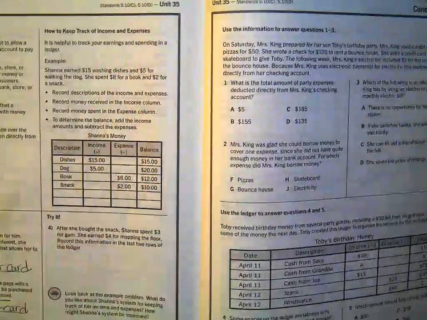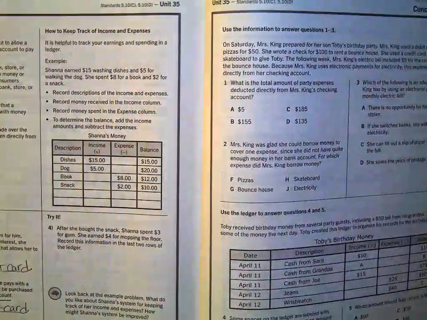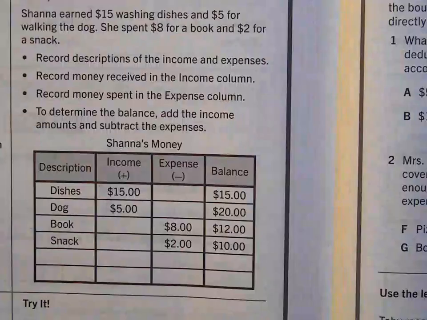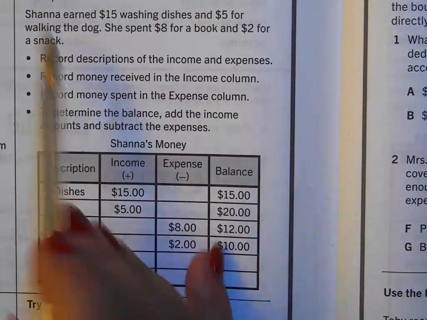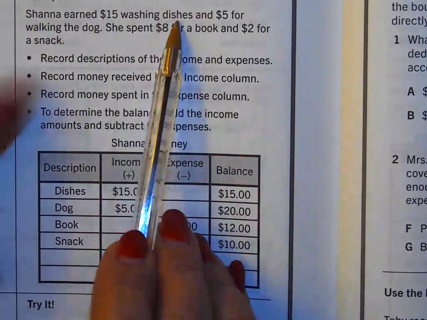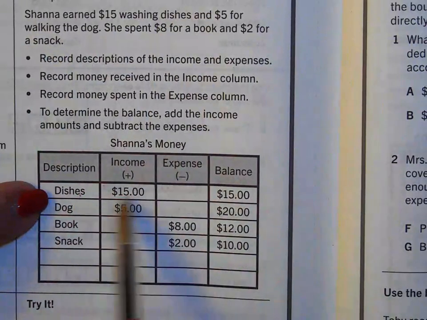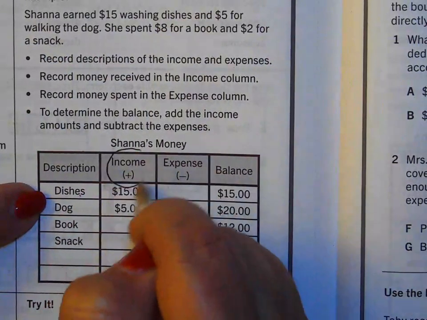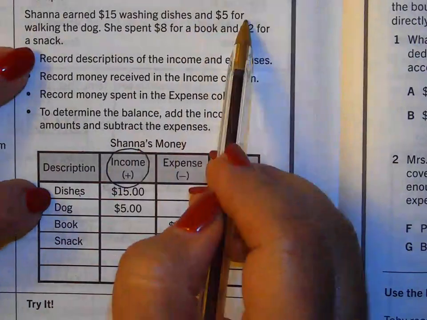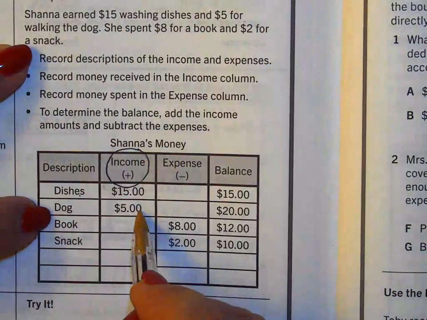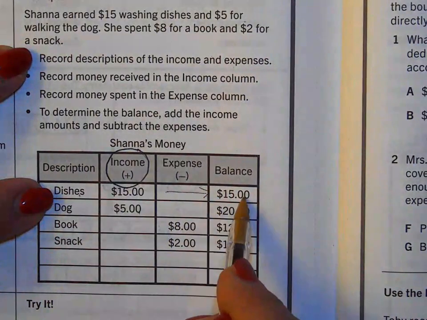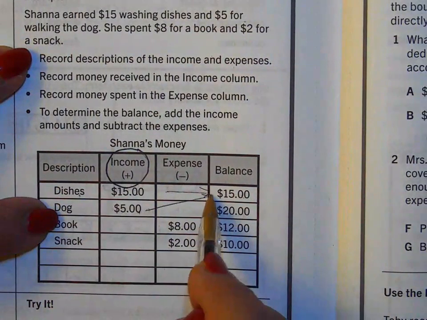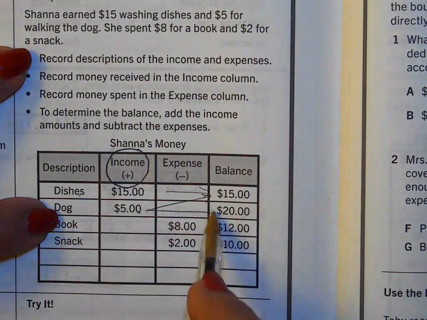How to keep track of income and expenses. This is really important. Ask your parents how they keep track, because it makes it very difficult if you're not keeping track of the income and then your expenses. So Shauna earned $15 for washing dishes. So here's your dishes, $15. Your income is the plus, and $5 for walking a dog. So here she brought over this $15. Then she added $5, plus 15 gets her $20.